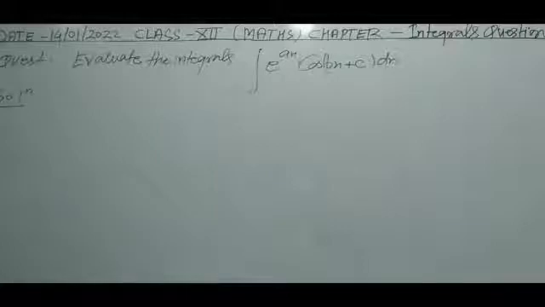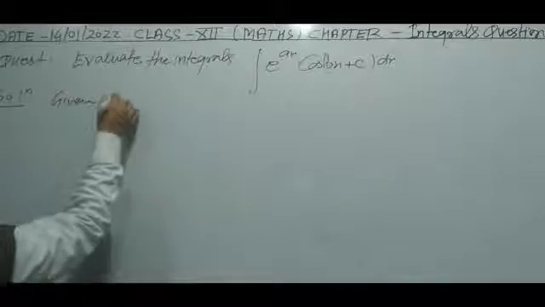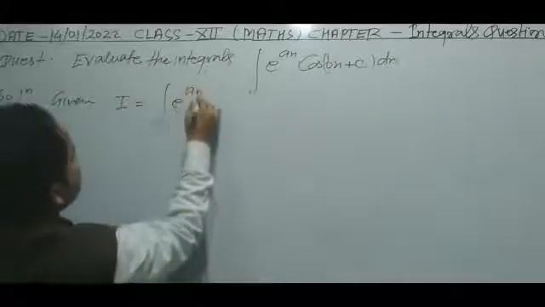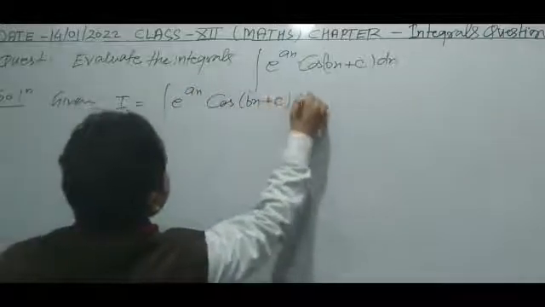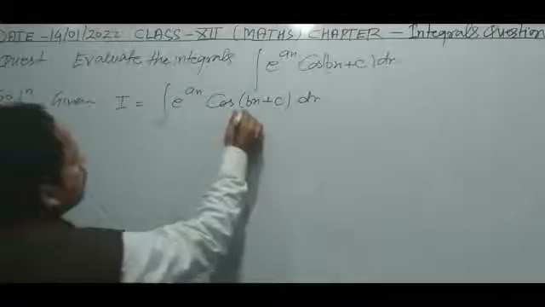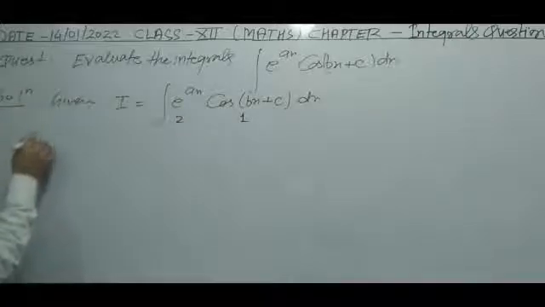Now you will see, given I is equal to the integration of e to the power ax cos (bx plus c) dx. Now suppose you are going to solve this question by using integration by parts. So this one I am considering first, this is second. So what can we write for I?